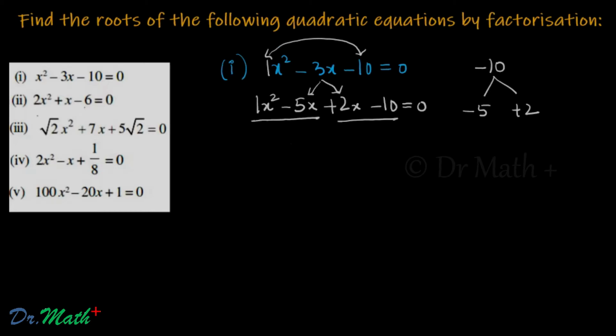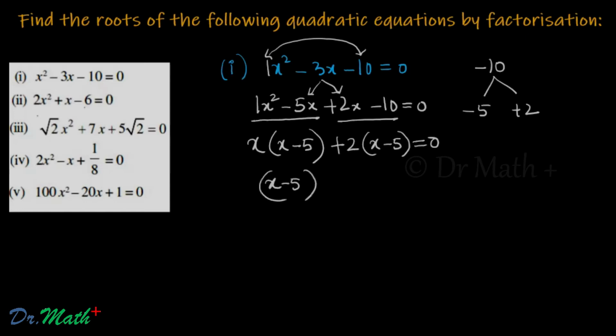From the first two terms, if I take x common, I'll have x minus 5 inside the bracket. And if I take 2 common from the last two terms, I get x minus 5 in the bracket. Therefore, if I take x minus 5 again as a common factor, then x minus 5 and x plus 2 are the factors which are left out, whose product is 0.